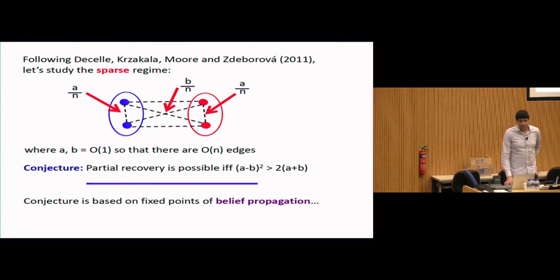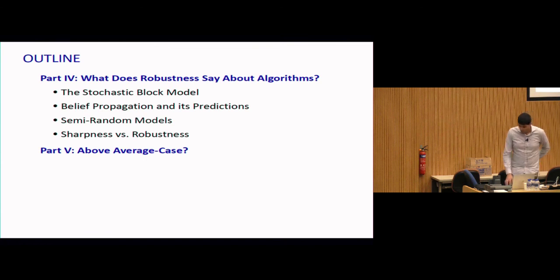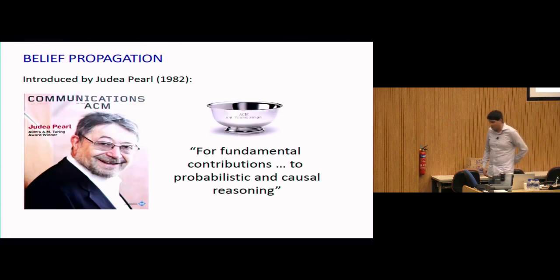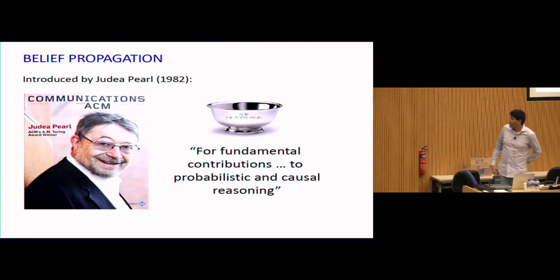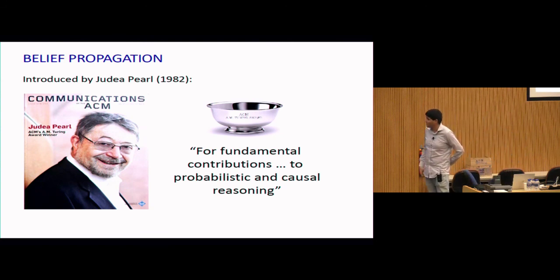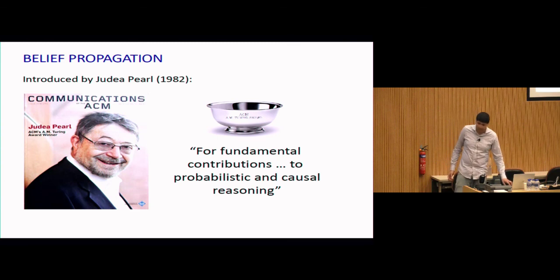And this conjecture is actually based on this amazing heuristic called belief propagation, so let me tell you a little bit about belief propagation and how they came to this conjecture. So belief propagation was invented by Judea Pearl and collaborators in the 1980s. And Pearl even won a Turing Award, in large part for belief propagation and more generally for laying the foundations for probabilistic and causal reasoning.